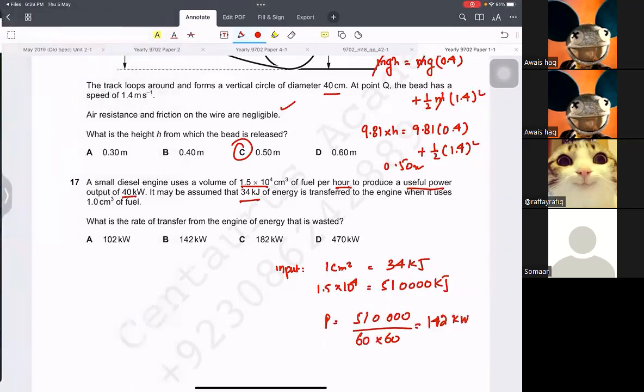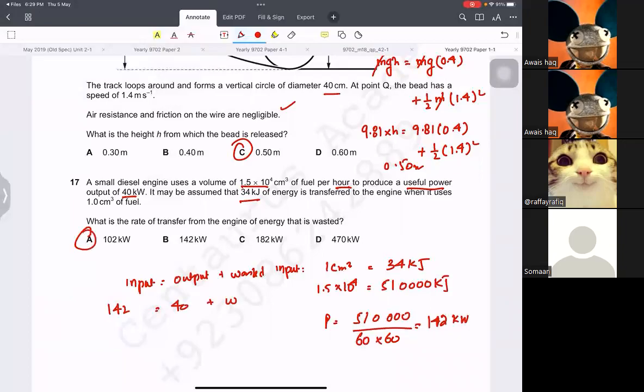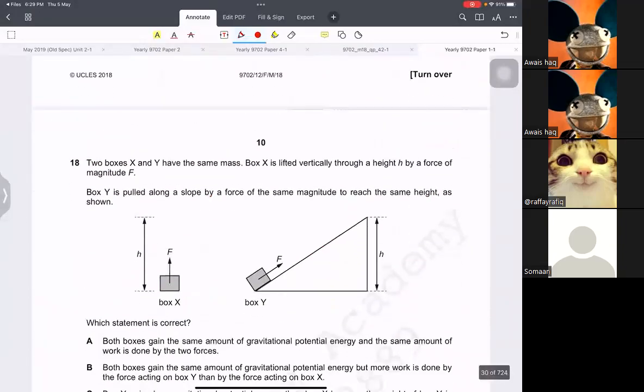Now, how much energy is wasted? So the formula is input equals output plus wasted. So 142 equals 40, sorry, plus waste. So that should be 102 then. Pretty simple. Not complicated at all.